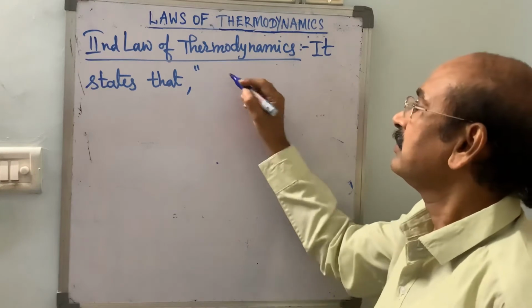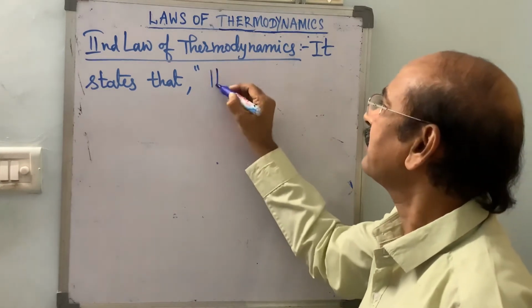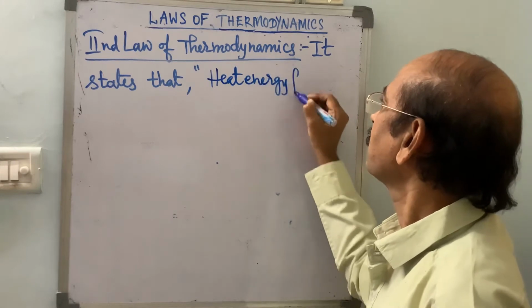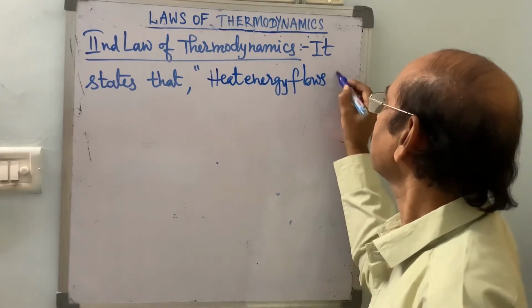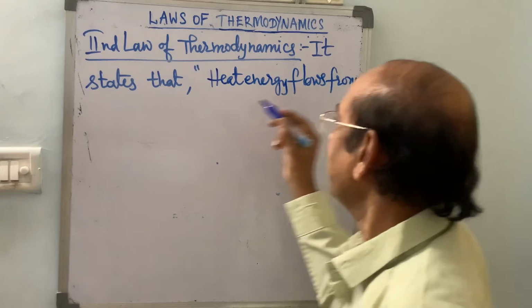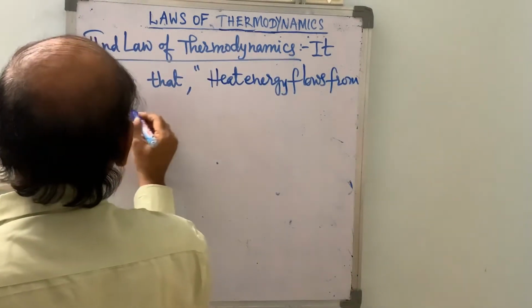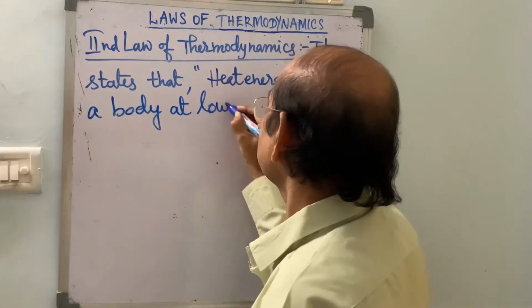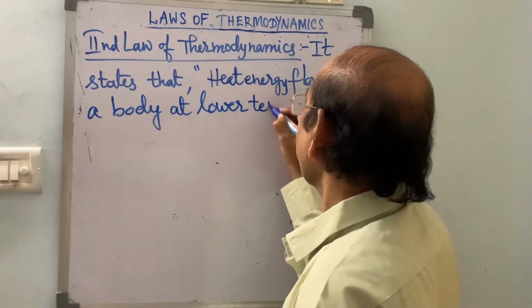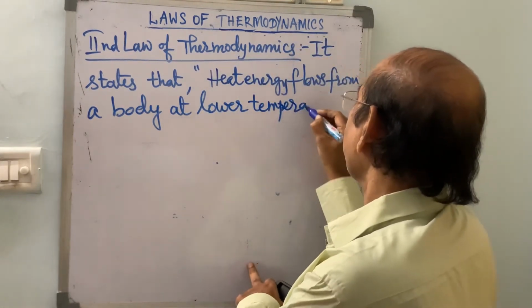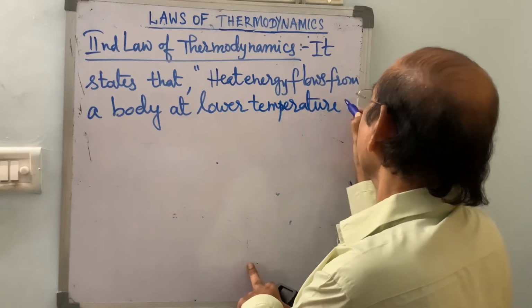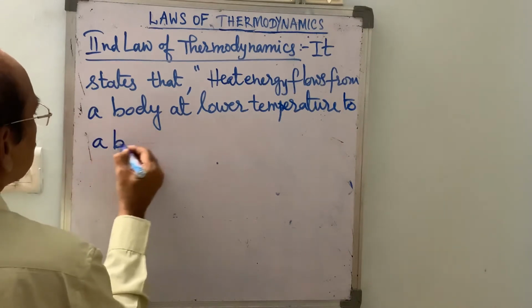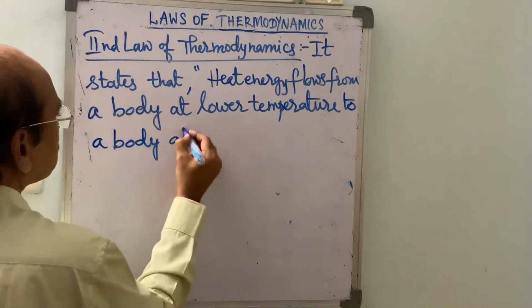So it states that heat energy flows from a body at lower temperature to a body at higher temperature only with external aid.